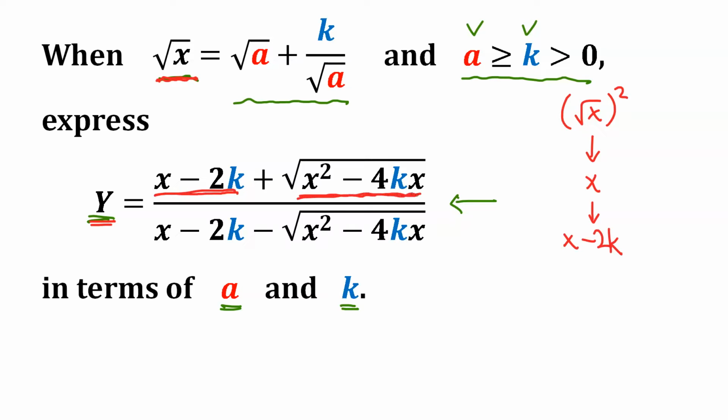But what about this part, x squared minus 4kx? Well, if we square x minus 2k, then we have x squared minus 4kx plus 4k squared. And there we have the x squared minus 4kx part. So that will be our approach to this problem. So let's get on with it.